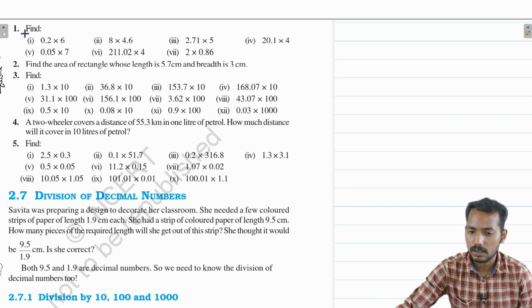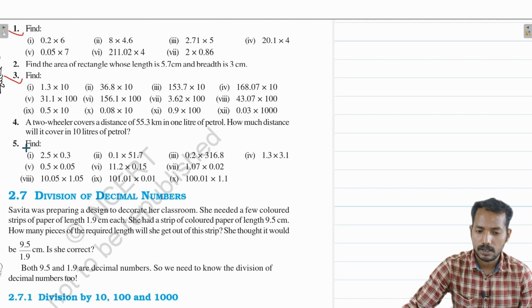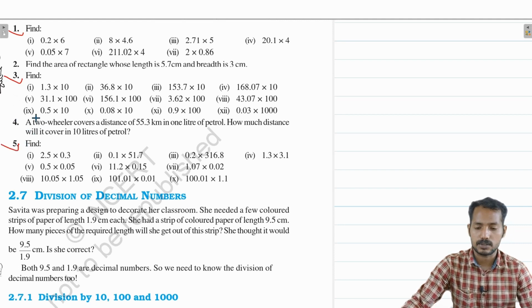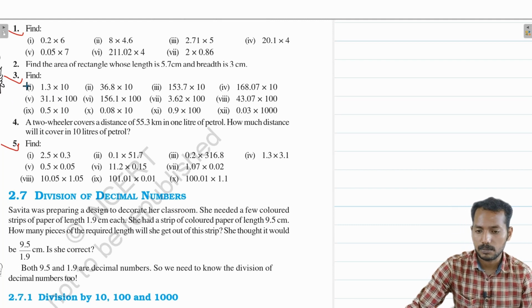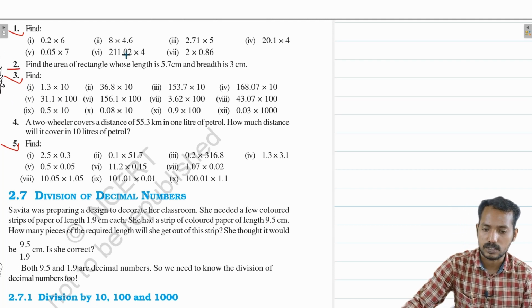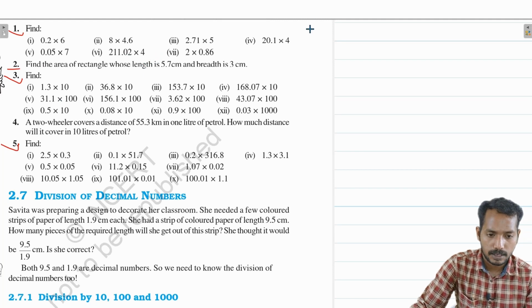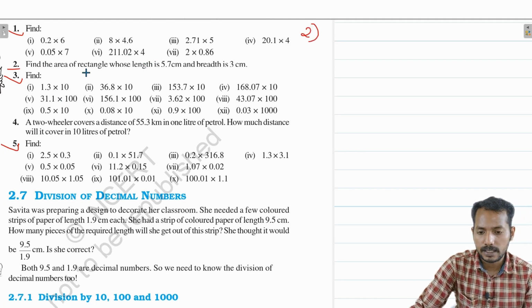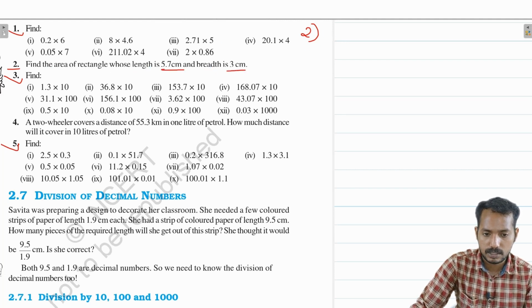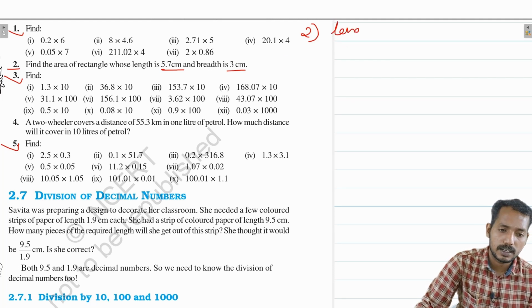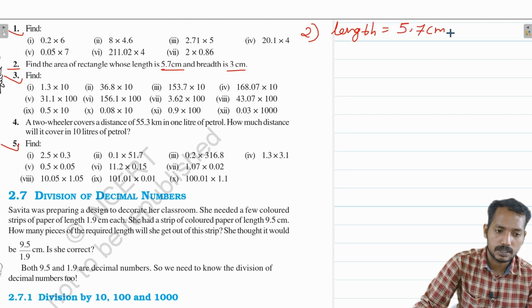Okay. Let's take some questions from exercise 2.6 to apply this concept. Question number 1, some examples I have already discussed. 3 also discussed. Okay. And 5 also. So the remaining options you can try by yourself. I'm going to take question number 2 and question number 4. First, let's discuss question number 2. Find the area of a rectangle whose length is 5.7 centimeter and breadth is 3 centimeter. So it is given that length is equal to 5.7 centimeter and breadth is equal to 3 centimeter.